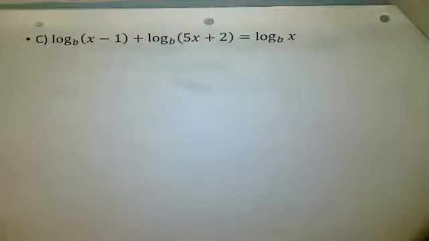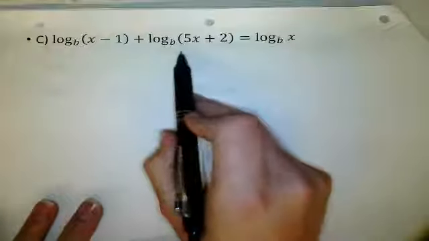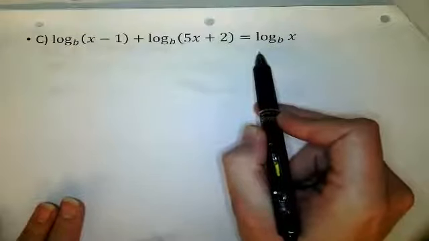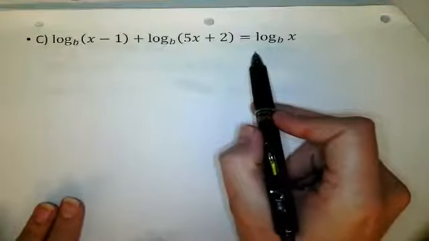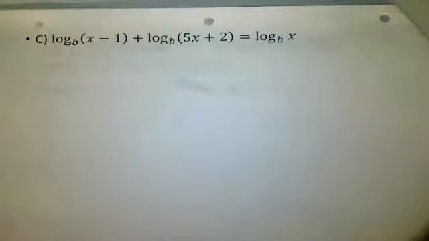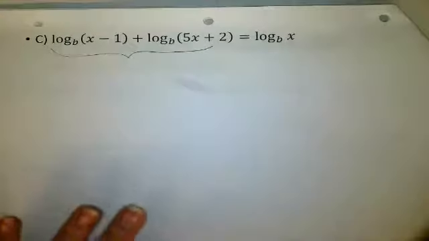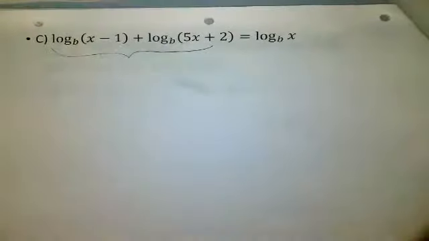All right. Okay, once again, log base b of x minus 1 plus log base b of 5x plus 2 equals log base b of x. So we can condense those two and make it one-to-one. Yeah, that's definitely easy. So we can condense.